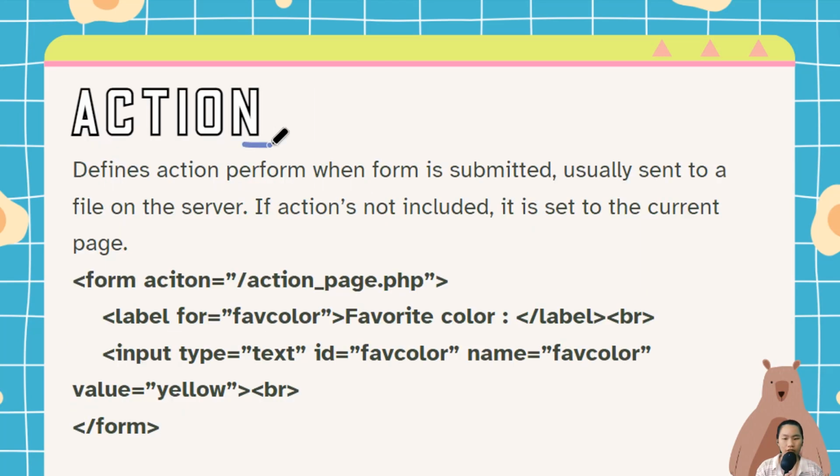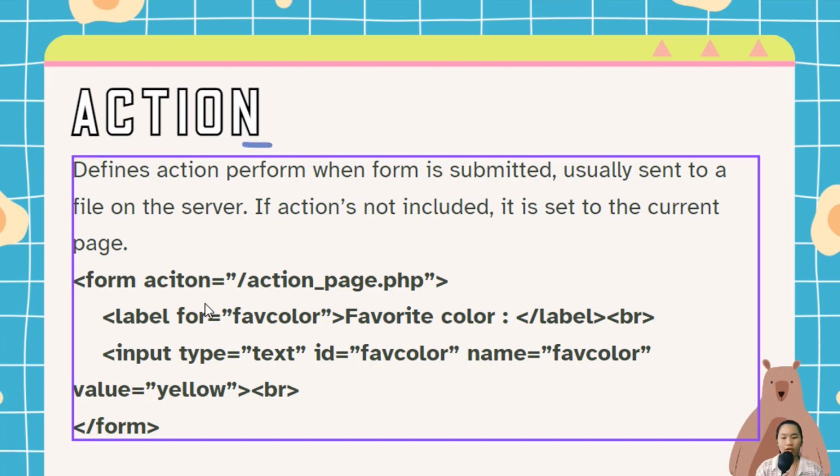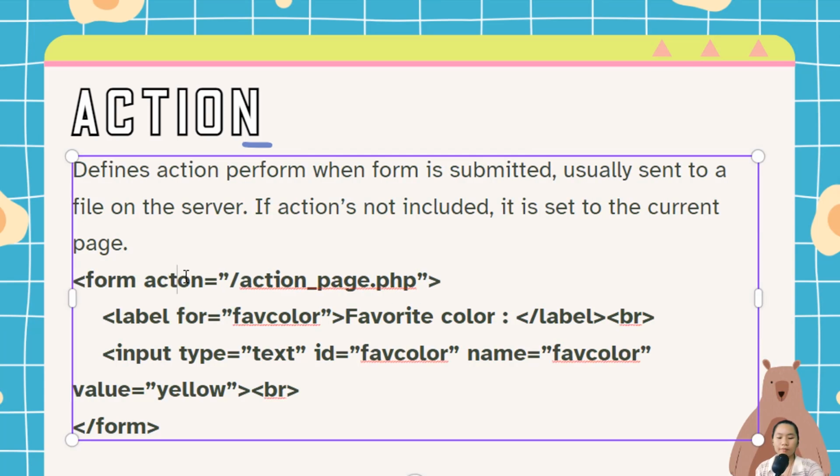So first with action. It defines what's being done after the user clicks enter or submit after they've given their input into the input field, okay? Usually this is sent onto a file that's resting in a server somewhere, and it's sort of taking the user input and giving it to, let's say, PHP for processing. And if the action attribute is not included or omitted, it is set to the current page.